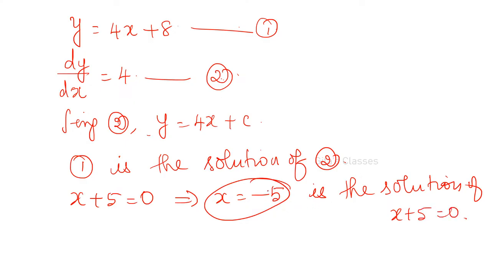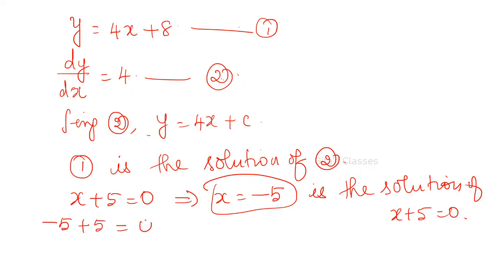Why are we telling that it is a solution? When you substitute x is equal to minus 5 in this equation, minus 5 plus 5 is equal to 0. That is, the left hand side is minus 5 plus 5 and the right hand side is 0. So when you replace x by a particular value, it is equal to the right hand side. Suppose you substitute x is equal to 7, will it satisfy? No. Only for minus 5 it will satisfy. So LHS is equal to RHS. Therefore x is equal to minus 5 we call a solution.